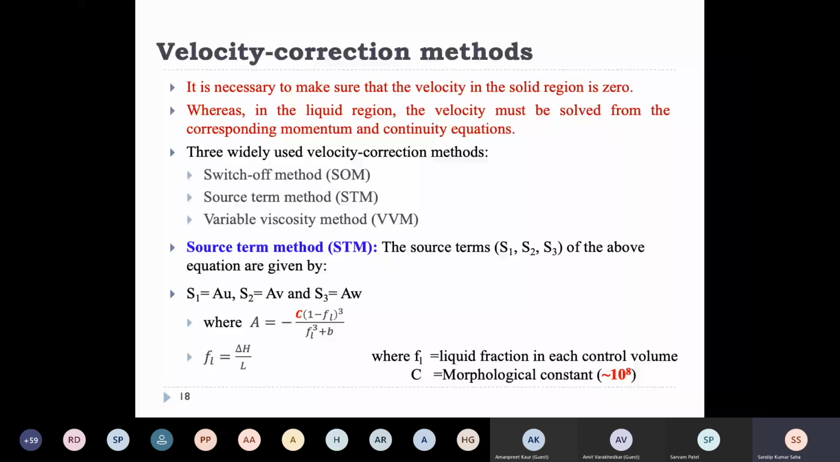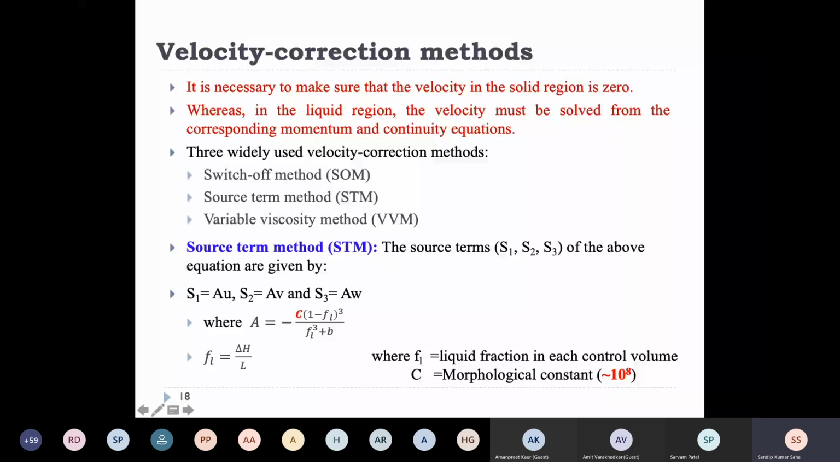Now one catch is that some B is added in the denominator. What is B? B is a value taken as 0.001. If FL equals 0 and B is not there, then A will be undefined, and in a numerical model there is no undefined term, so the model will not work. That's why people add a small value B, so that if FL equals 0, the code will not get stuck.